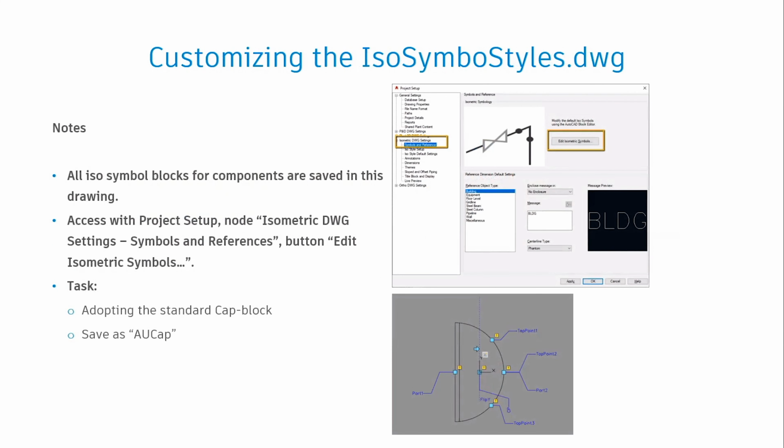The block AU cap still doesn't exist. We have to create it. All ISO component blocks are saved in the ISO symbol styles drawing. We will open it with project setup, node isometric drawing settings, symbols and references, here by clicking the button edit isometric symbols. We will open the standard cap block, adding a second line. And afterwards, we will save the block as AU cap.